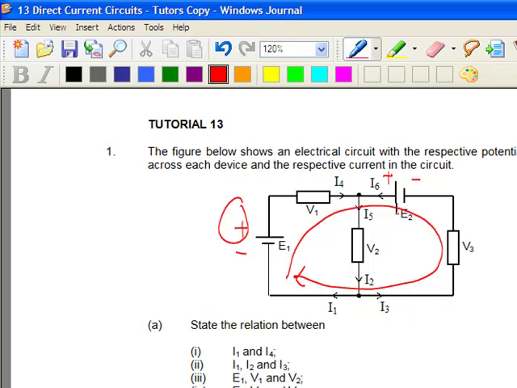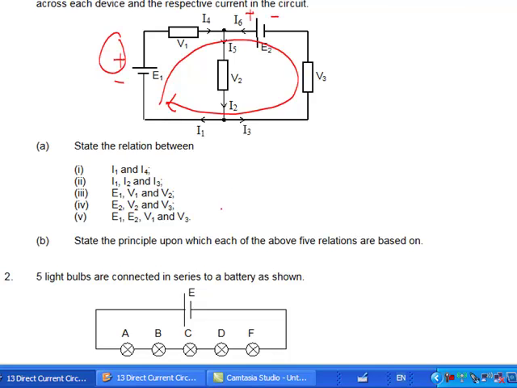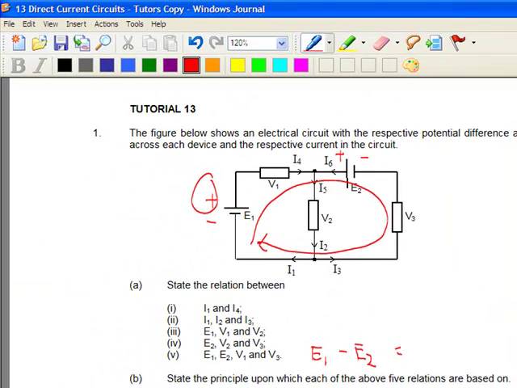But for E2, the positive polarity is on the left, so it will try to drive a current to the left, against this loop. So the potential rise is not E1 plus E2, it must be E1 minus E2. Because E2 produces a current that partially cancels the E1 current. It's like putting two batteries side by side but opposite to each other.